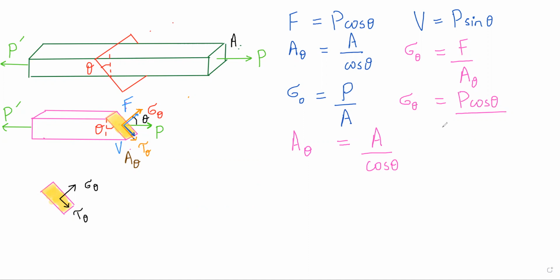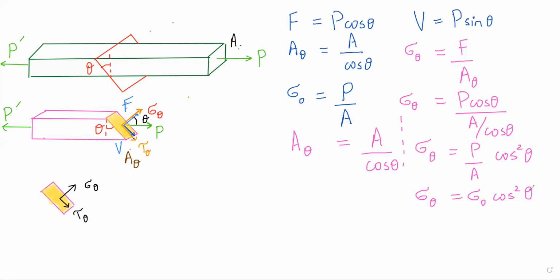Okay, now I will substitute here A theta is equal to A divided by cosine theta, and I get sigma theta is equal to P divided by A cosine square theta, right? Now what is P over A? Life was good, life was beautiful. This was P. I was pulling it. This P divided by this area was my normal stress, which was sigma naught. So I will say now the normal stress acting at an angle is equal to sigma naught cosine square.